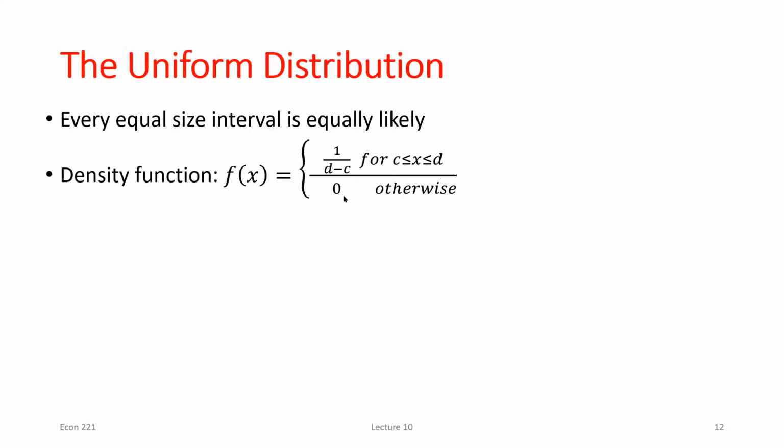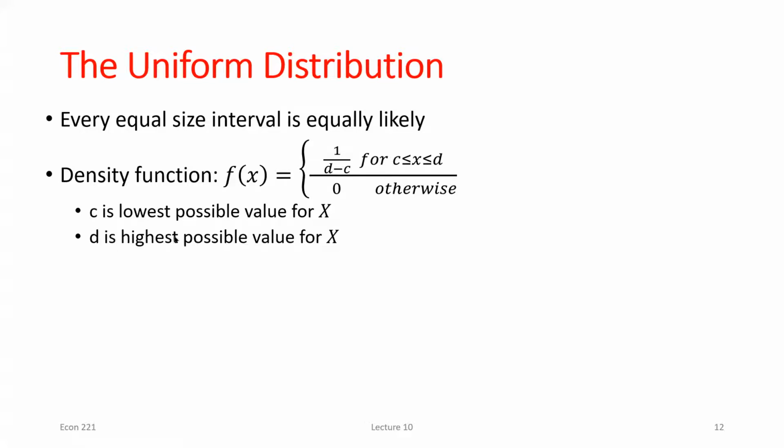The density function that we have for this is 1 over d minus c, where c is essentially our minimum value we could see, and d is the maximum value. So 1 over the range is really going to be our density function. And 0 otherwise just means, if I'm outside of the range, what's the probability I see something below the minimum or above the maximum? Essentially 0. Anything outside the range of the minimum and maximum has a 0 probability of occurring.